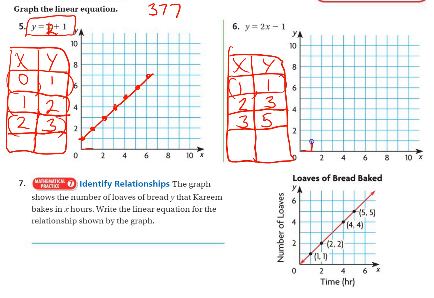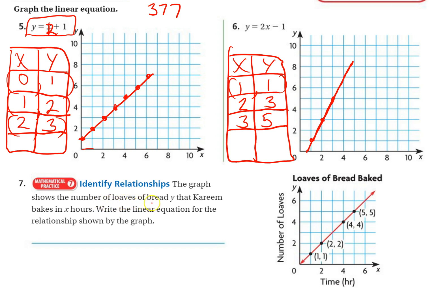Now I'm going to graph these points. First one, run 1, rise 1. Boom, there's my first point. Next one, run 2, rise 3. Boom. That one's done. Next one, run 3, rise 5. Now I have my 3 points. Now I can graph. Okay. Done.